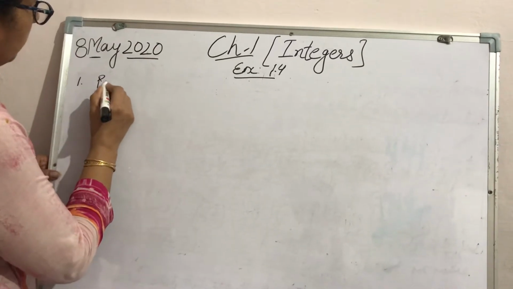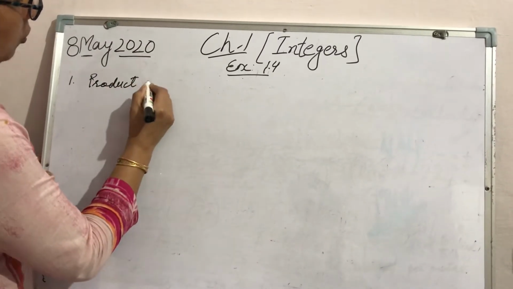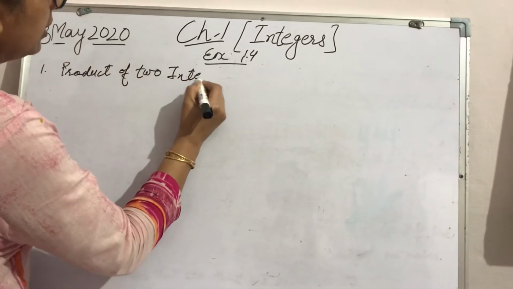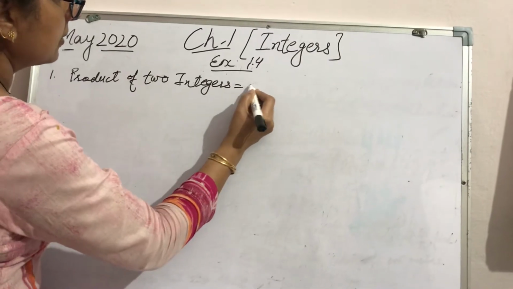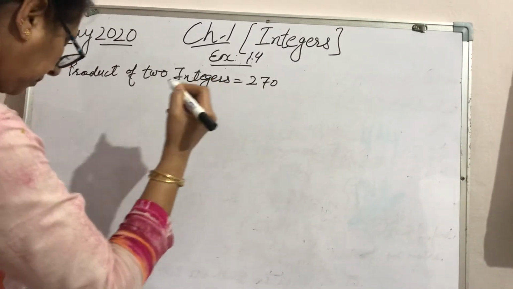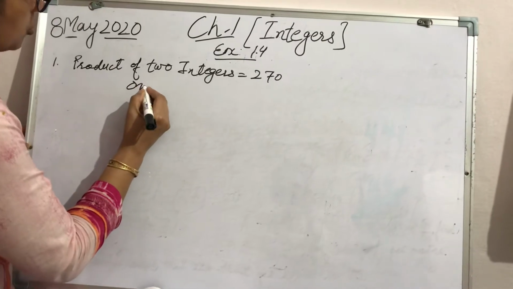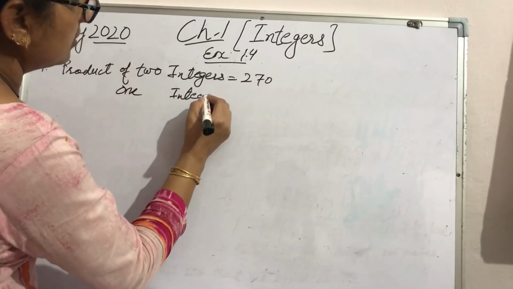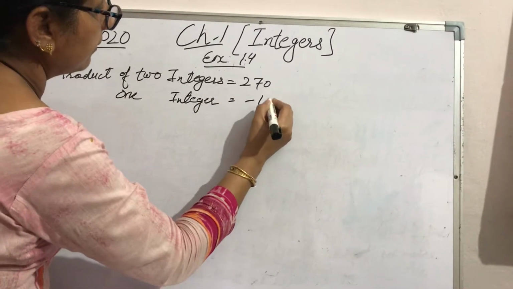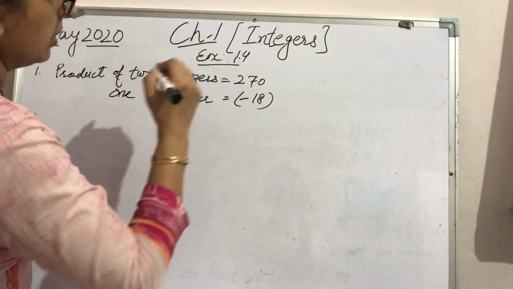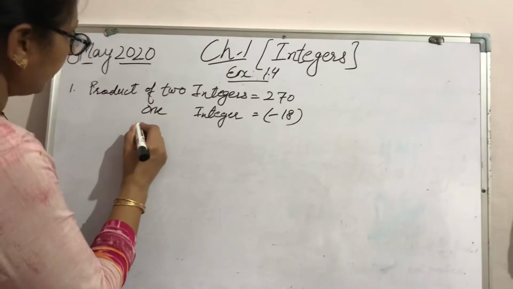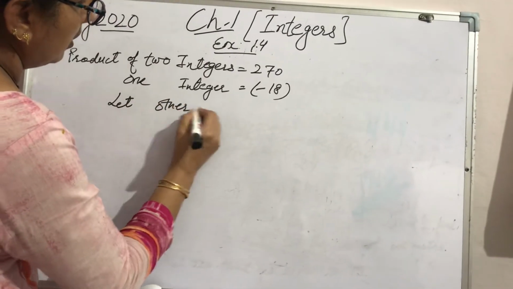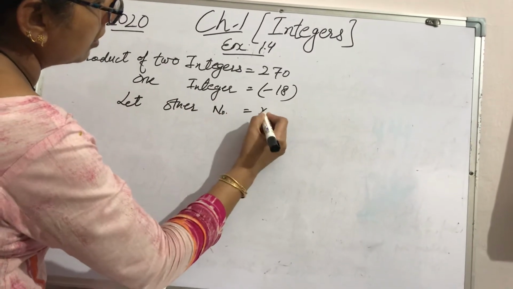What is given? Product of two integers, that is 270, and one integer is also given. One integer, it is minus 18. We have to find the other. So we can let the unknown number, let the other number, it will be x.